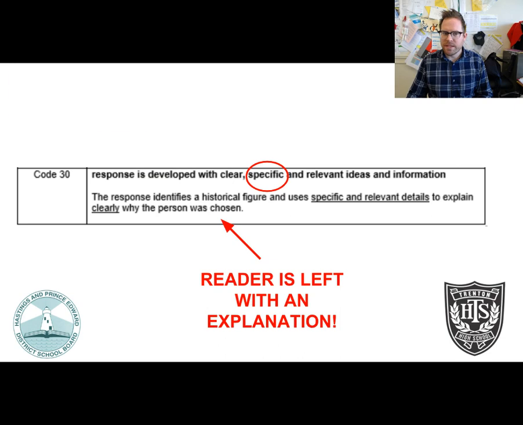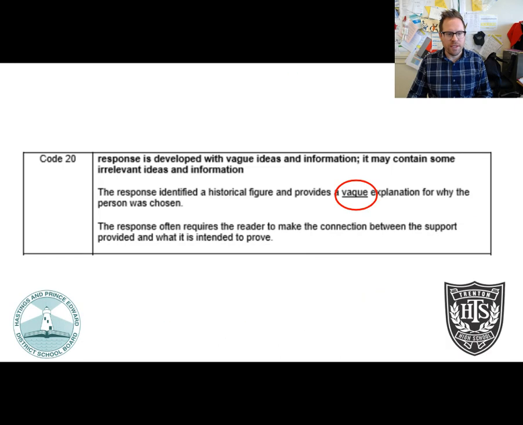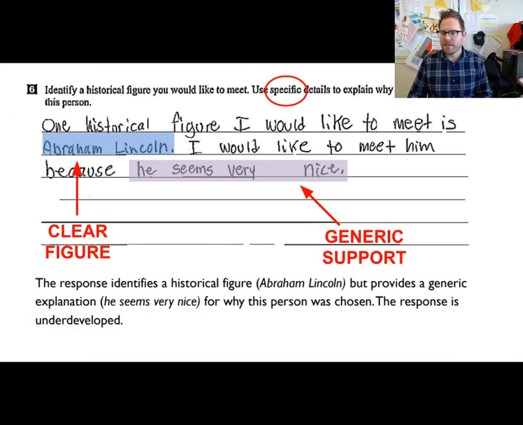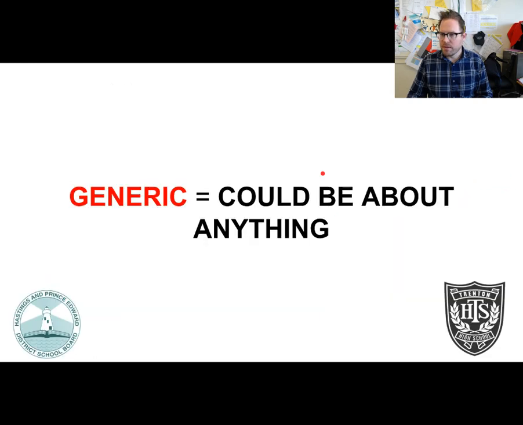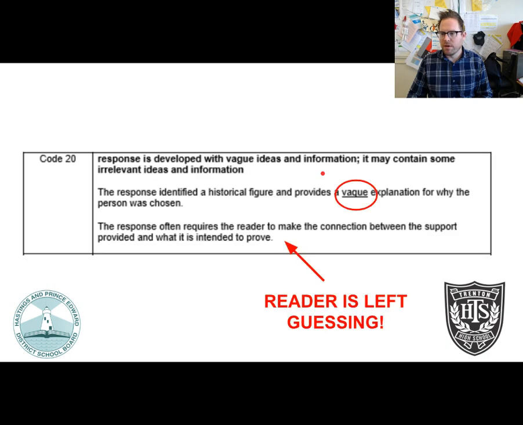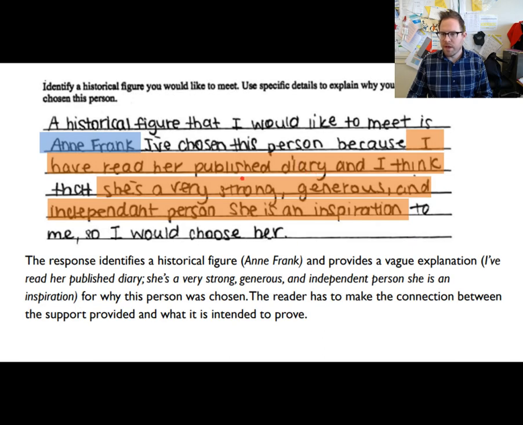So go back and look at the examples again. Do your details look like this? That's a code 10. He seems very nice. Do your details look like this? I have read her published diary and I think she's a strong, generous, and independent person. Very vague, nothing specific about Anne Frank. Again, it could be they're a bit better than seems very nice, but again, that could apply to me, or again, Mr. McDougall, or Ms. Walker, or really anybody, okay?